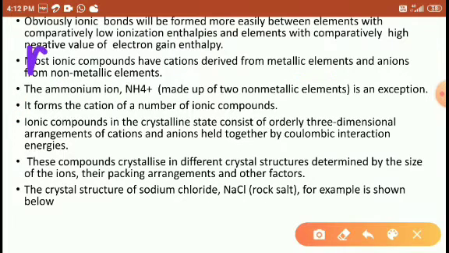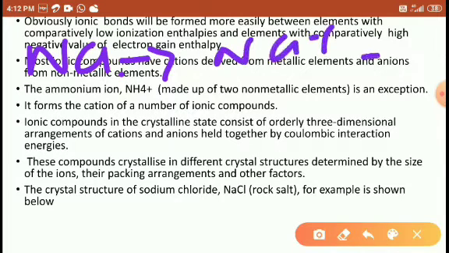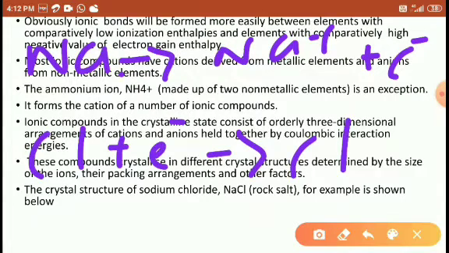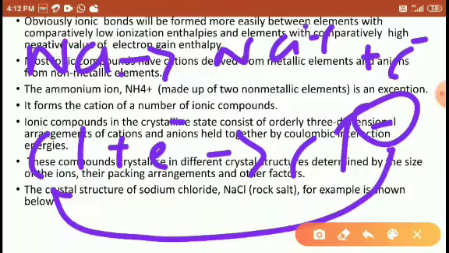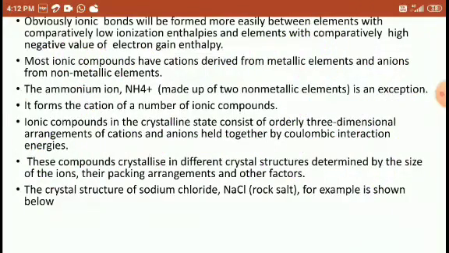So those species which release electrons must be metals, and those species which accept electrons must be non-metals. Then they develop negative charge. The negatively charged species are always non-metals, and the positive species are always metals.